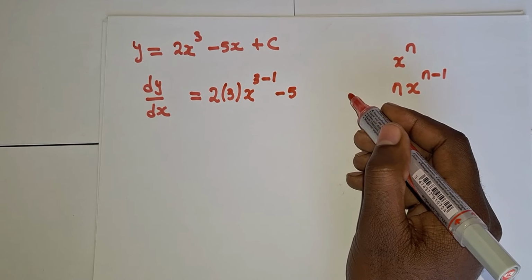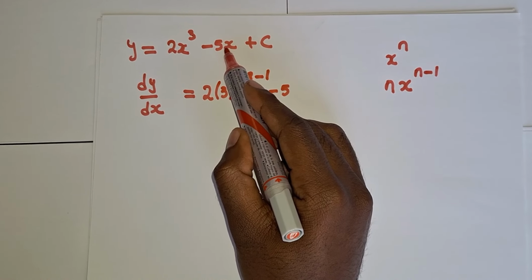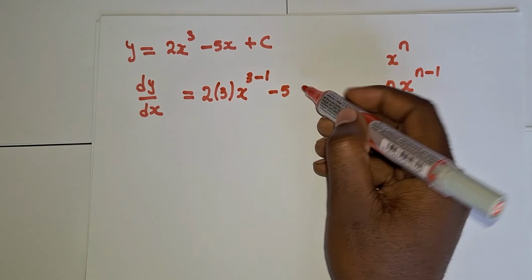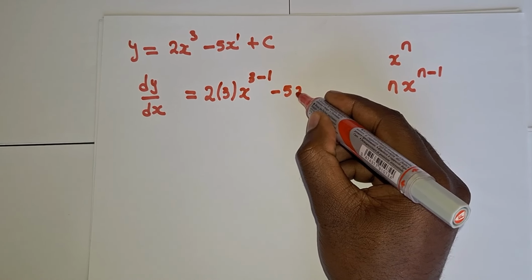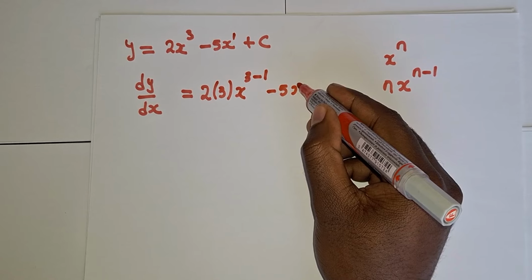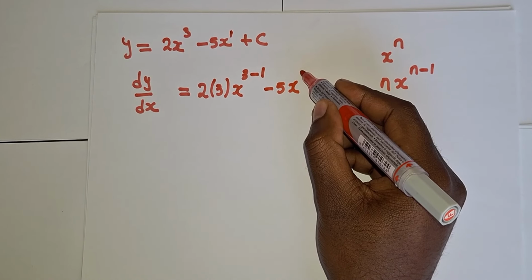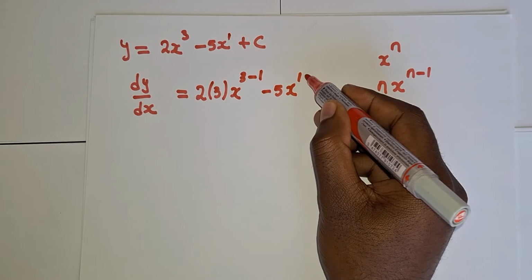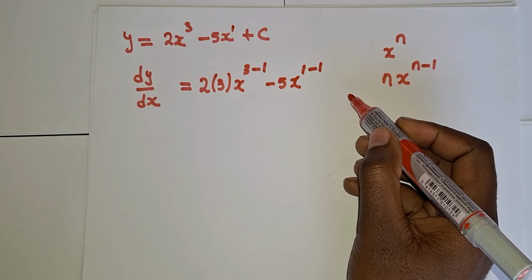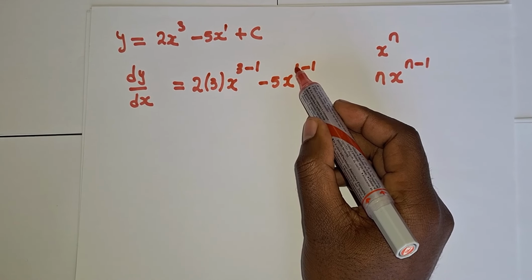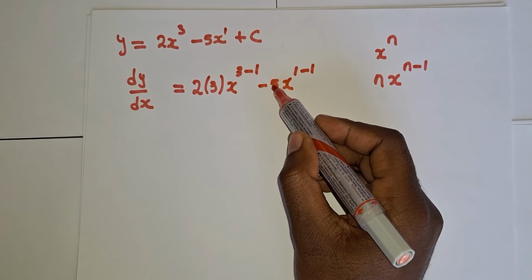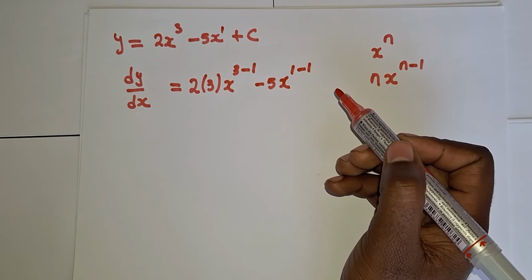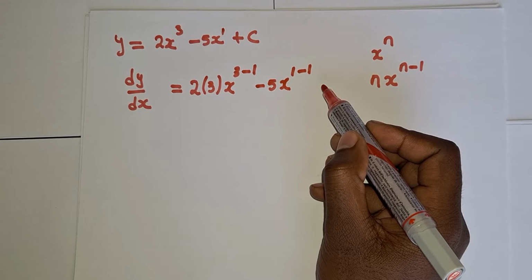Remember, we said on the previous video, x is x to the power 1. So if it is x to the power 1 like this, then it is going to be x to the power 1 minus 1. And remember, we multiplied 1 on the face of x, which is 1 times 5, and it just gives us 5. That's why I don't write it out here.